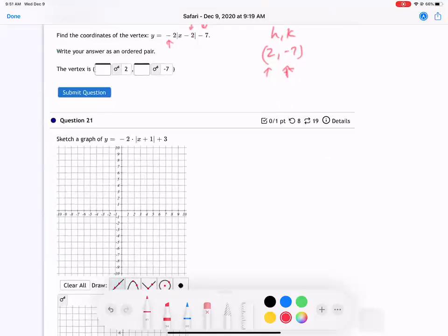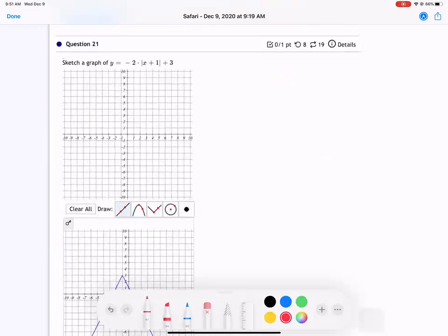Can I graph it? My h and k is -1, comma 3. And my a value is -2. So let's graph the vertex first. This is an absolute value graph, so we're looking at our v graphs. -1, 3, we're up here. And the slope is, rise is -2 over 1. And we go the same way to both sides. That's how we end up with our v graph.